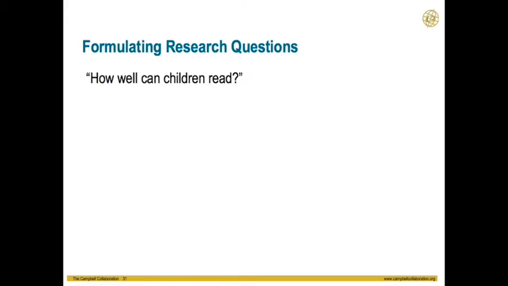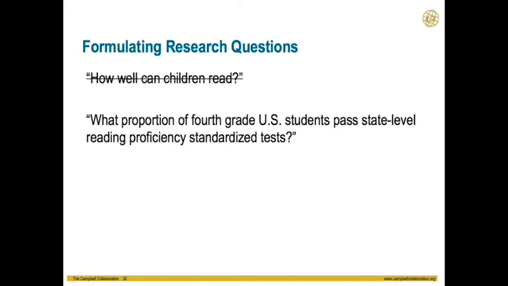And then finally, if we're interested in a measure of central tendency, you might ask, how well can children read? Again, that's pretty vague, not a very good research question. So you might instead say, what proportion of fourth grade U.S. students pass state-level reading proficiency standardized tests? So we're much more specific there in terms of the population we care about, fourth grade U.S. students, and the outcome we're interested in, which is the pass-fail of reading proficiency tests.